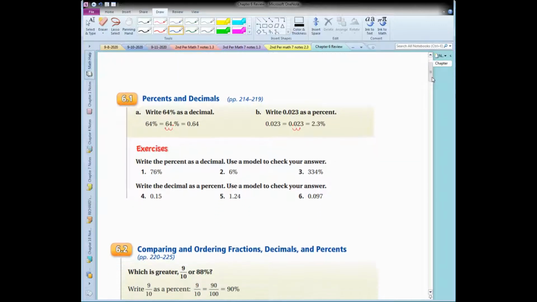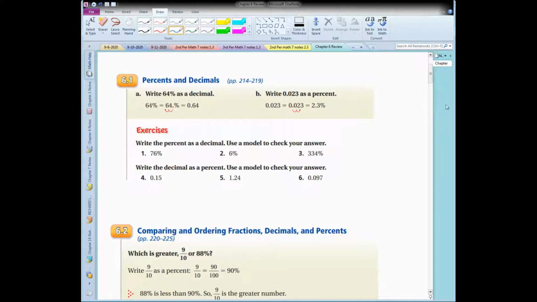The first section we covered was section 6.1, percents and decimals. We had to know how to write a percent as a decimal, which meant all we had to do was move the decimal point away from the percent sign, 2 places to the left. And then we talked about how to write decimals as percents. And for that, we moved the decimal point 2 places to the right, where it'll be closer to the percent sign.